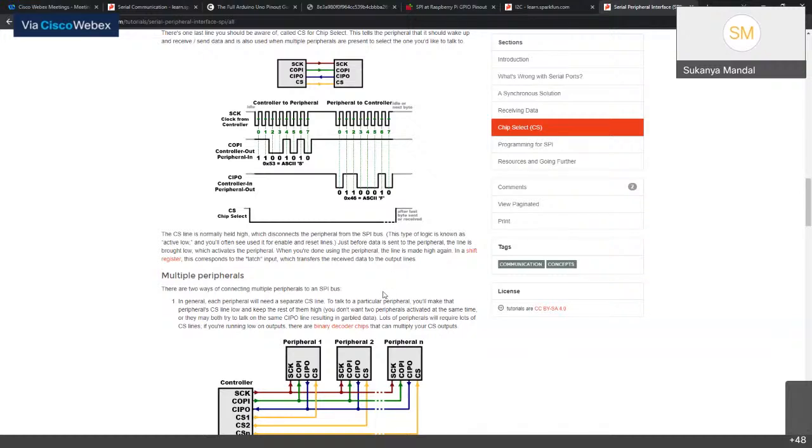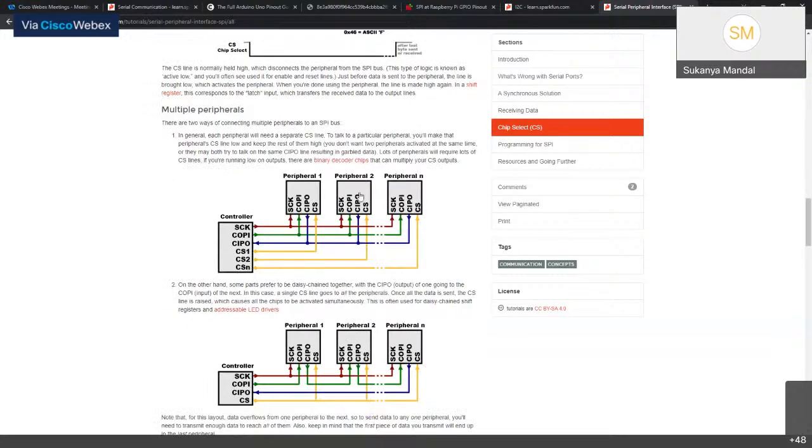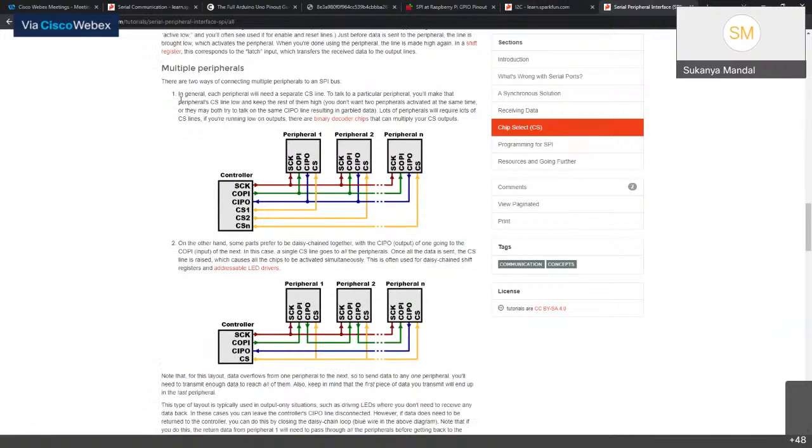All right. So when data is transmitted, it goes low. When data is not transmitted, it goes back to the high state and stays idle. So this is an example of how multiple peripherals communicate in the SPI mode of communication. So what is happening here is that each peripheral needs a separate CS line.